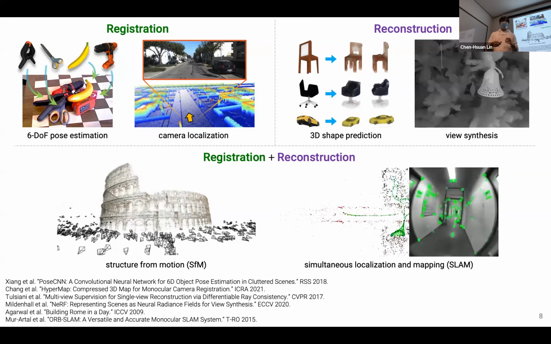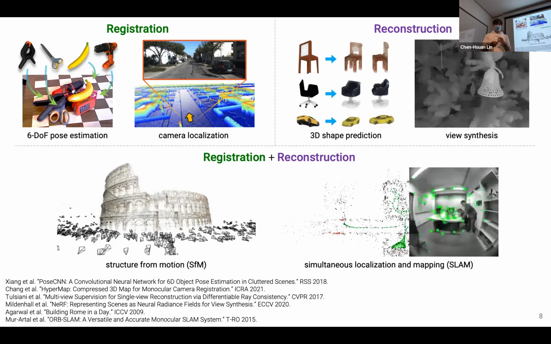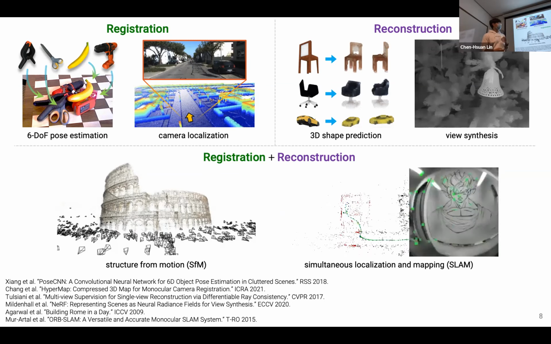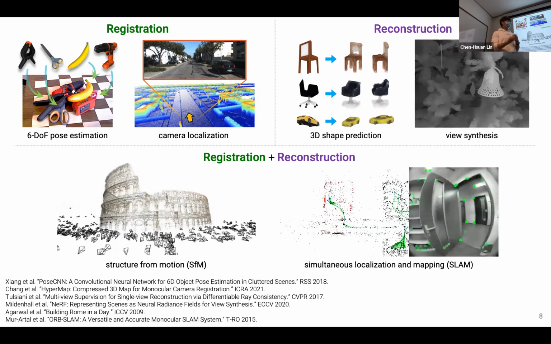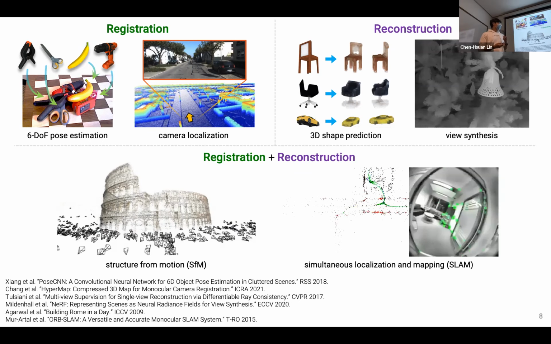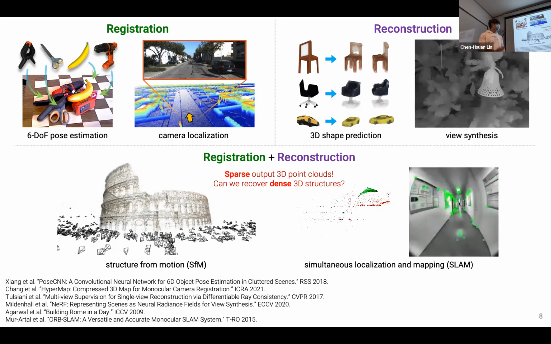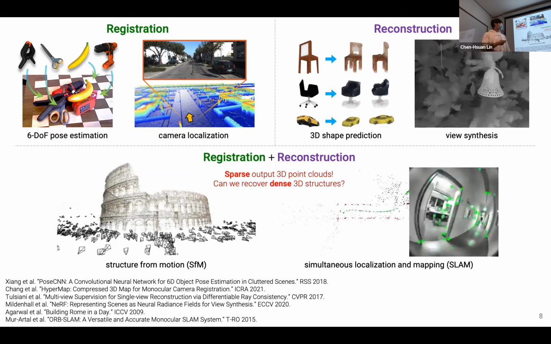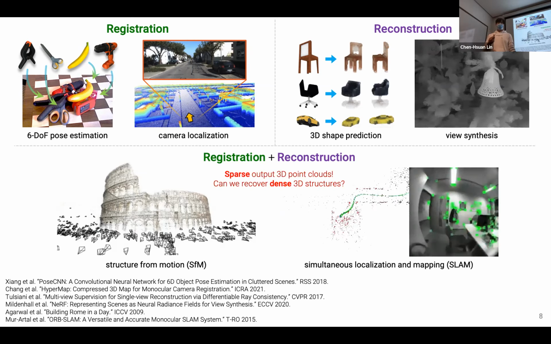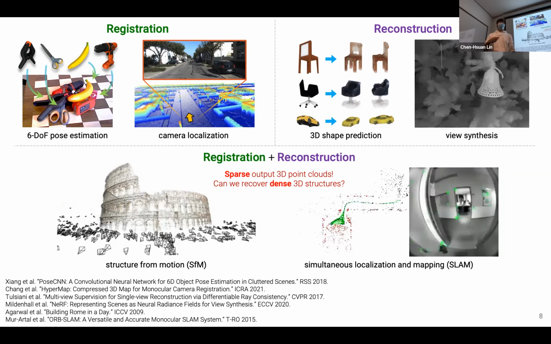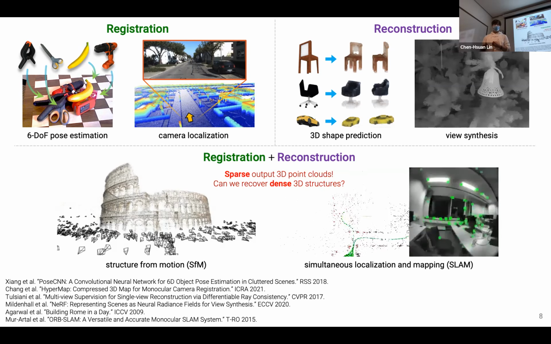So these are classical vision tasks. But my research is focused on how we can use learning-based methods to solve for dense geometric structures, because as you can see, the natural output of structure from motion and SLAM methods gives us sparse output point clouds. But we know that this is not really what the world consists of.